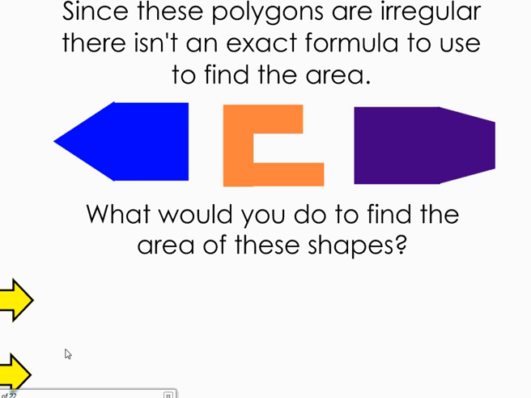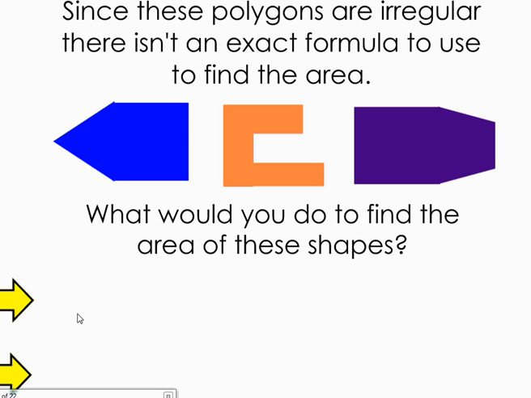Okay, now let's take a look at these 3 shapes. These polygons would be considered irregular because they don't have properties that make them regular. They don't have all lines parallel. They don't have all right angles. They don't have a relationship to them to make them regular. And so when you're looking at shapes like this that are irregular, there are different things you do to find the areas of these shapes.